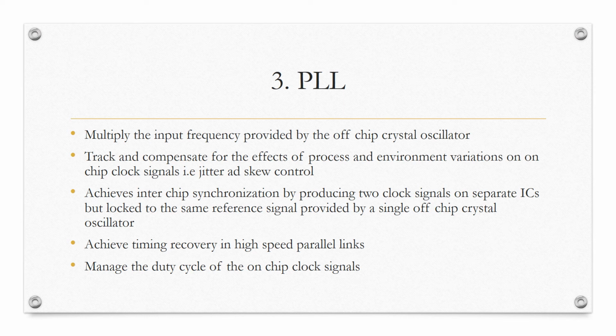So the third is the PLL. What it does is multiply the input frequency provided by an off-chip crystal oscillator, and track and compensate for the effects of process and environment variation on on-chip clock signals. So it is able to remove jitter and skew. It is also able to achieve inter-chip synchronization by producing two clock signals on separate ICs but locked to the same reference signal provided by a single off-chip crystal oscillator. It achieves timing recovery in high-speed parallel links and manages the duty cycle of the on-chip clock signals.